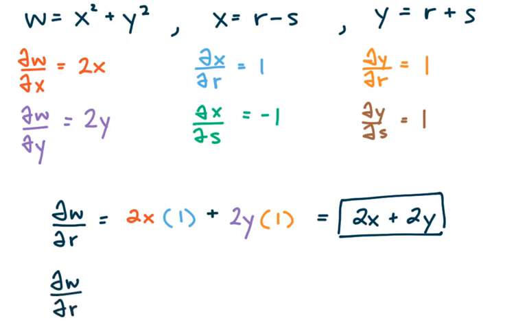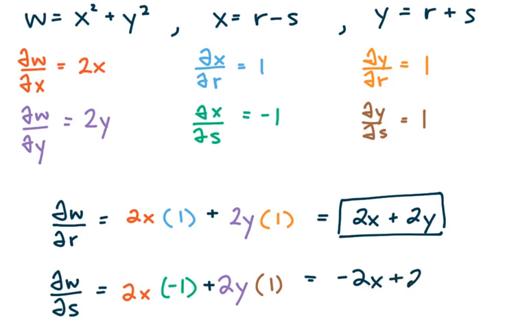Similarly, partial of W with respect to S. I'm still going to have that 2X and the 2Y, but the partials of my intermediate variable functions are going to be with respect to S. So I've got negative 1 and positive 1 here. So this simplifies to negative 2X plus 2Y.